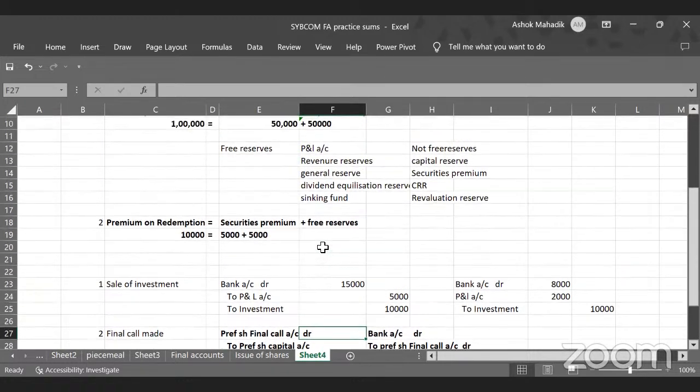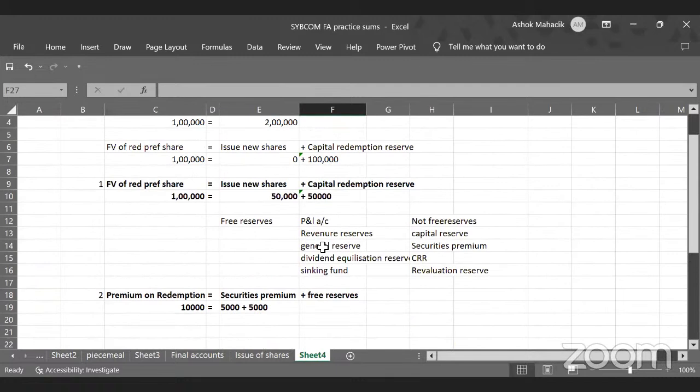Now these are two equations. The entries are based on these two equations only. Whatever entries related to redemption of preference shares are there in these two equations, I'll tell you where to start. We can start with fresh issue of shares, then transfer to CRR, then redemption, then writing off premium on redemption.